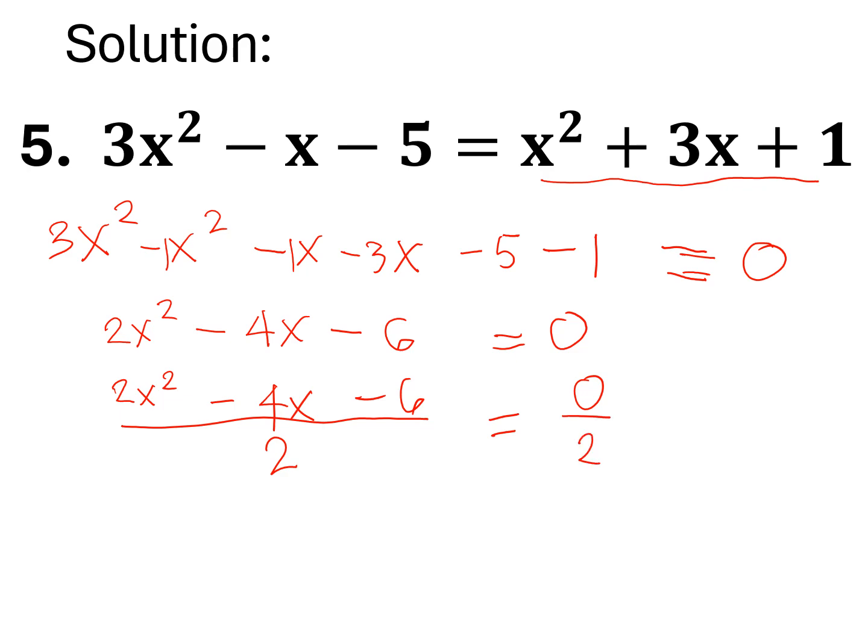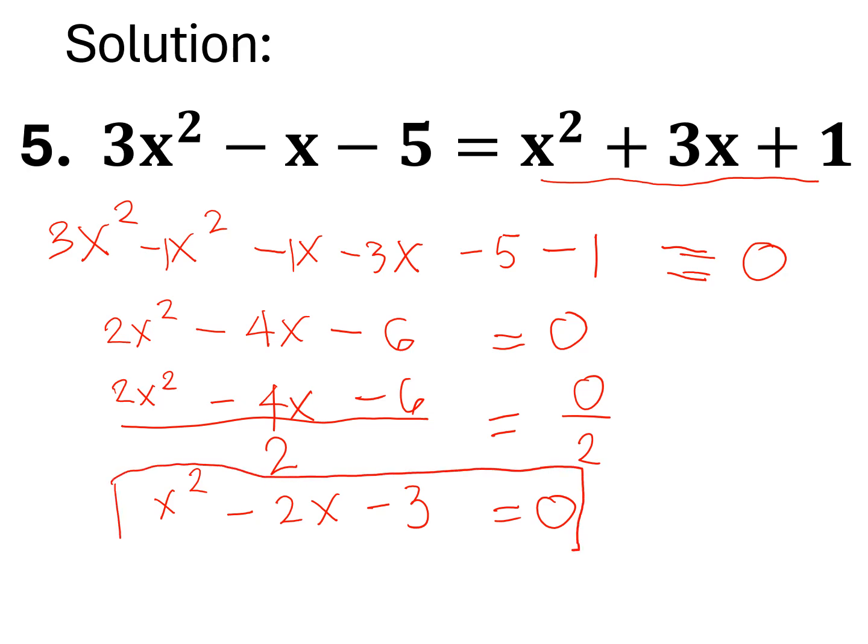2x squared divided by 2 is x squared. Negative 4x divided by 2 is negative 2x. Negative 6 divided by 2 is negative 3, equals 0. So this equation is already the simplified form of the original equation, and it is also already written in standard form. Next, we're going to solve this equation.